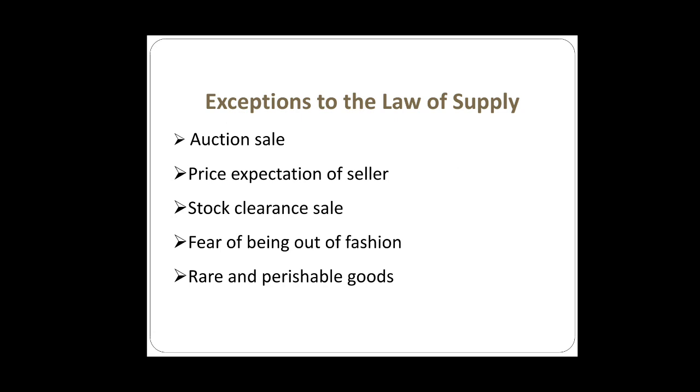Moreover, supply of perishable goods is also outside the scope of the law of supply. Perishable goods are those goods which have very short life and they become useless after that period. In case of such goods like vegetables, fruits, etc., sellers will be ready to sell more even if the prices are falling. It happens because sellers cannot hold such goods for a long time period.